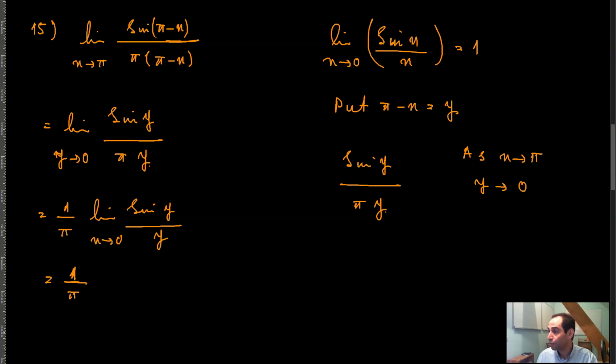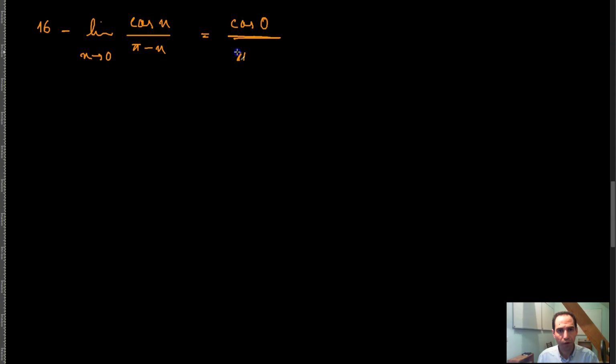Question number 16. You have the limit of cos x over pi minus x as x tends to 0. So as x tends to 0, this becomes cos 0, which is equal to 1, over pi minus 0. It's very simple, it's not 0 by 0 or anything. So the limit is 1 over pi.